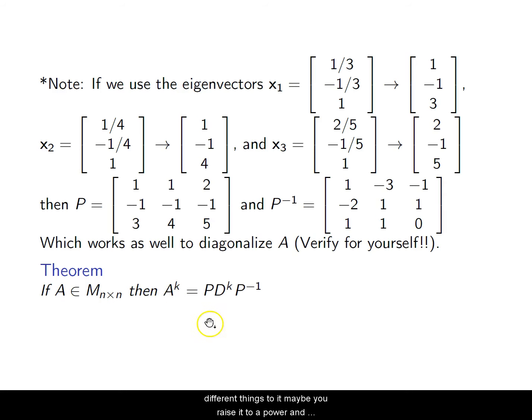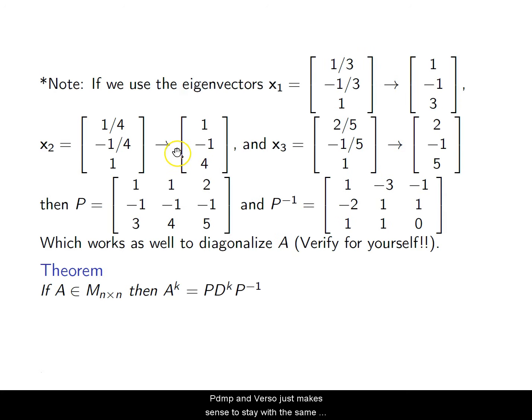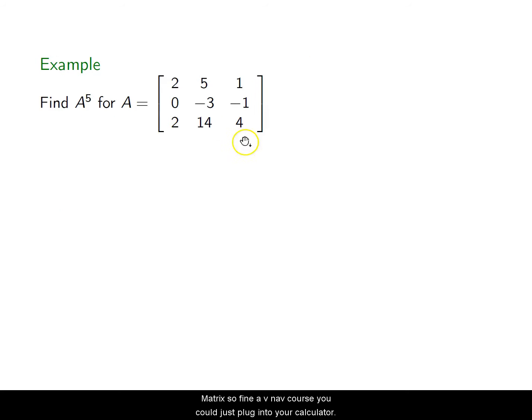Maybe you raise it to a power, maybe do all these other things, where finding P and P inverse will help you to do all of that a lot. It'll make that process a lot easier. So let's take an example. Again, our same matrix, because we already have P, D, and P inverse, so it just makes sense to stay with the same matrix.